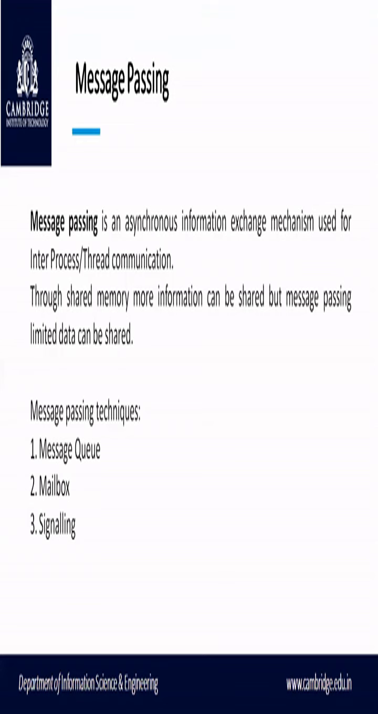Through shared memory, more information can be shared, but by using message passing, limited data can be shared. Now, what is the difference between the shared memory concept and the message passing concept? Through the shared memory concept, you can share more information, more data, but with message passing, limited data can be shared. What are the different techniques available for message passing? One is message queue, the second one is mailbox, and the third one is signaling. We have three different message passing techniques: message queue, mailbox, and signaling.